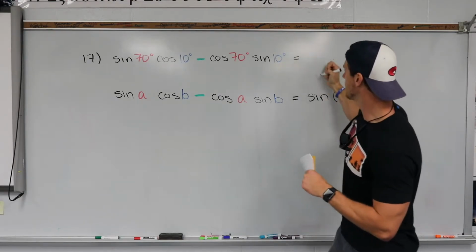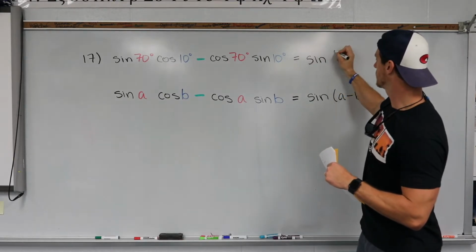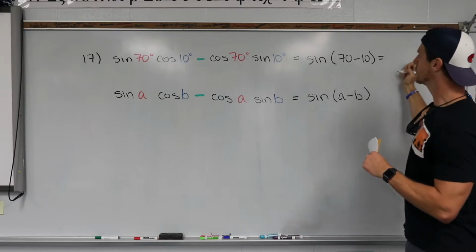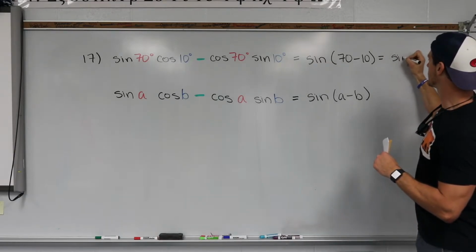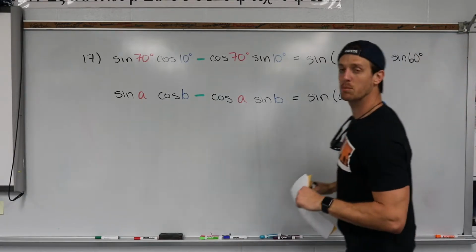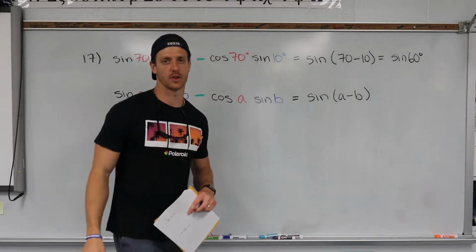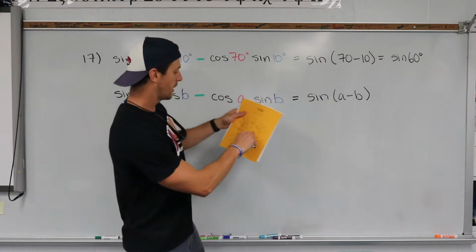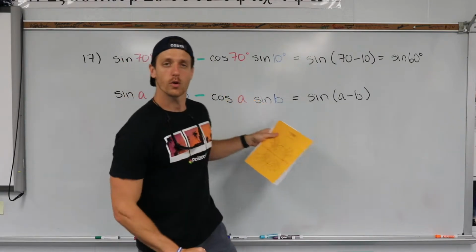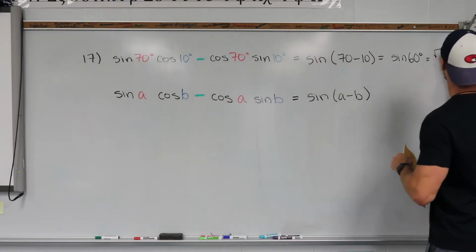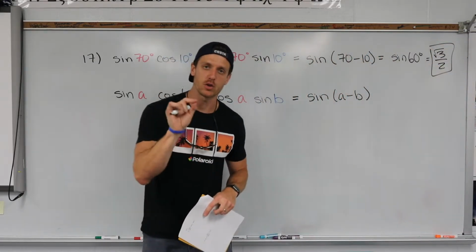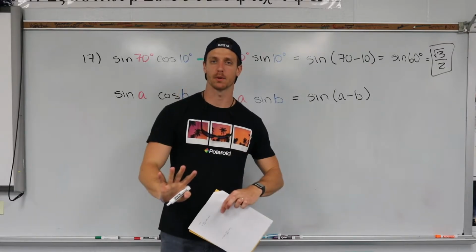So let's just do that here. This is sine of 70 minus 10, which is equal to sine of 60 degrees. But we can't stop there. We know what sine of 60 degrees is. If you look on your unit circle, it's square root of 3 over 2. And there you have it. If you can solve it, you can. If you can't, you stop.